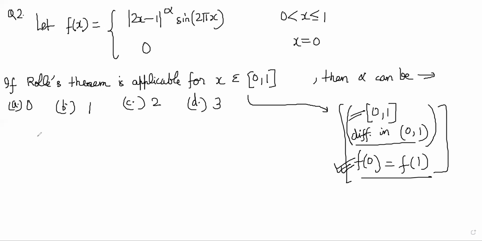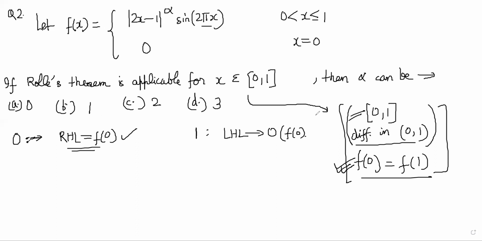How do you check continuity at 0, for example? It's an endpoint of the interval, right? You can only check where it is defined, so you can only do RHL. Correct. RHL should be equal to f of 0. If you quickly think about it, RHL will be 0 because of this part. At 1, you can only check LHL, right? LHL will also be 0. It is f of 0. So it seems to be continuous on the endpoints, right?